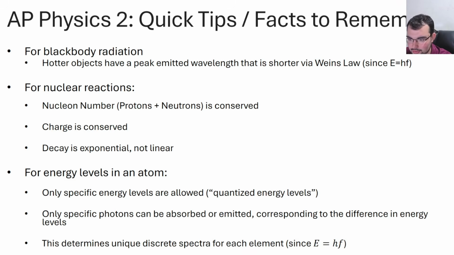Then for energy levels, remember you only get certain energy levels allowed. So we have quantized orbits according to the Bohr model, which means you can only absorb certain photon energies that bump your electrons up a level, or you can only emit photons by allowing your electron to drop between certain energy levels. And this is why colors are unique for each spectrum of elements we see, because the energy of the photon, which is determined by the atomic orbital levels, determines the frequency, which determines the wavelength, and therefore the color.